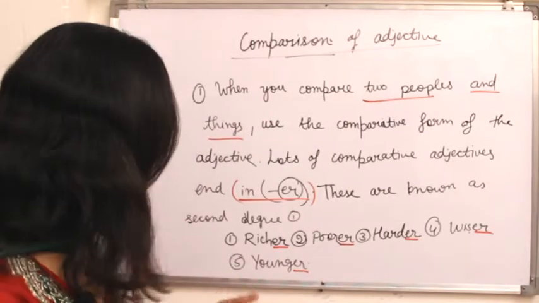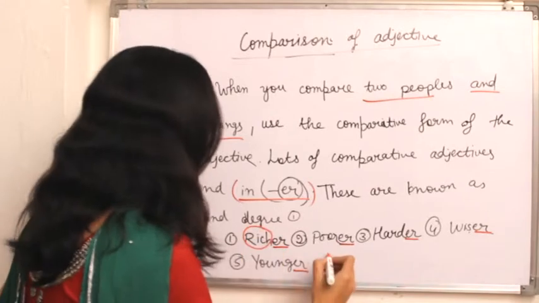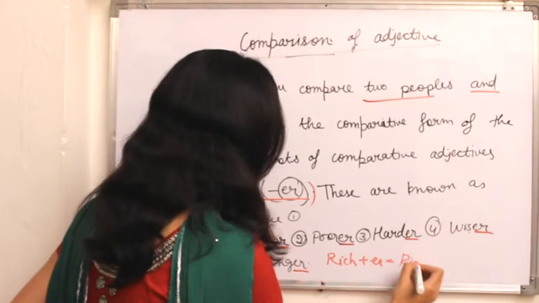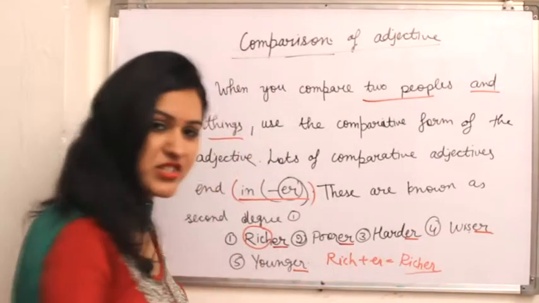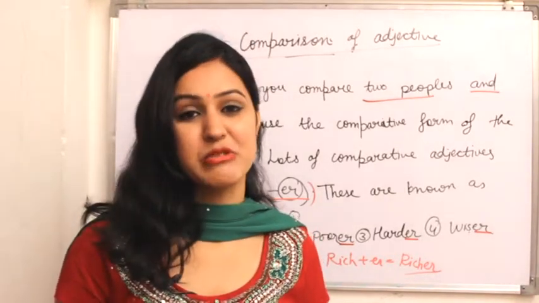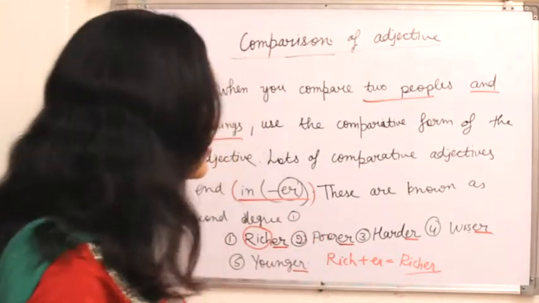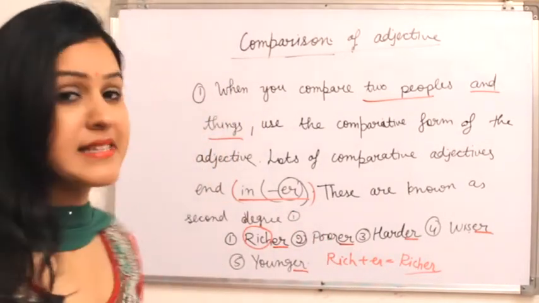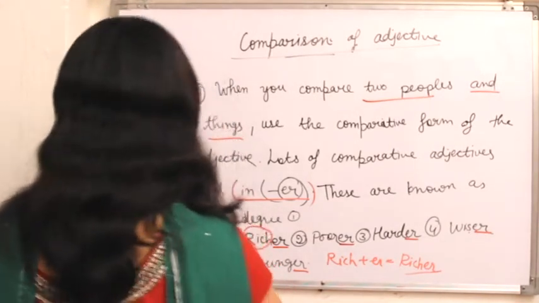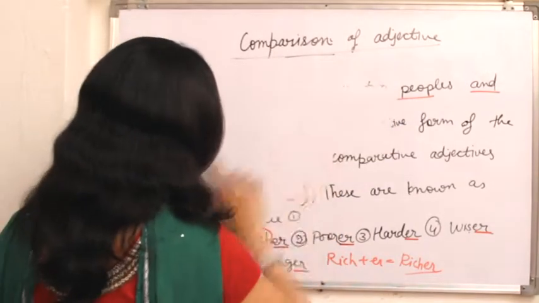It ends in er. So I just added here rich plus er, that stands for richer. So this is the comparison between two people by using the comparative form, that is counted as second degree. So now what is the next? The next is about third degree. The third degree is also referred to as superlative degree.